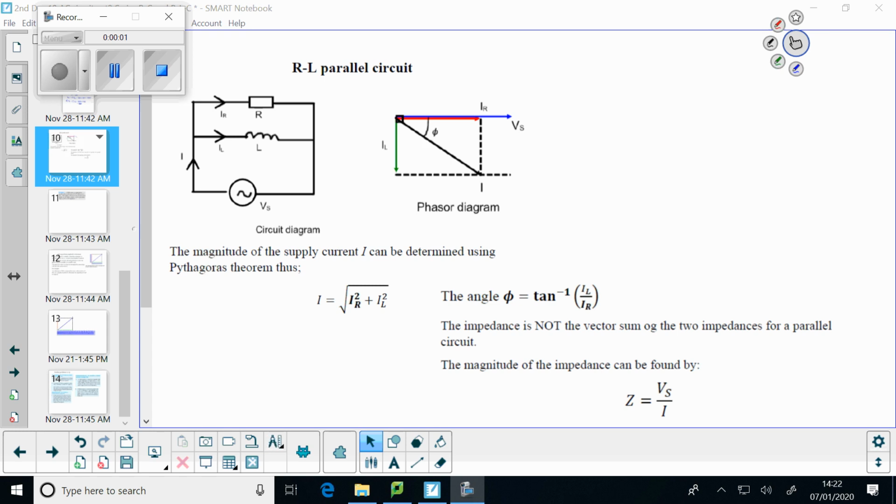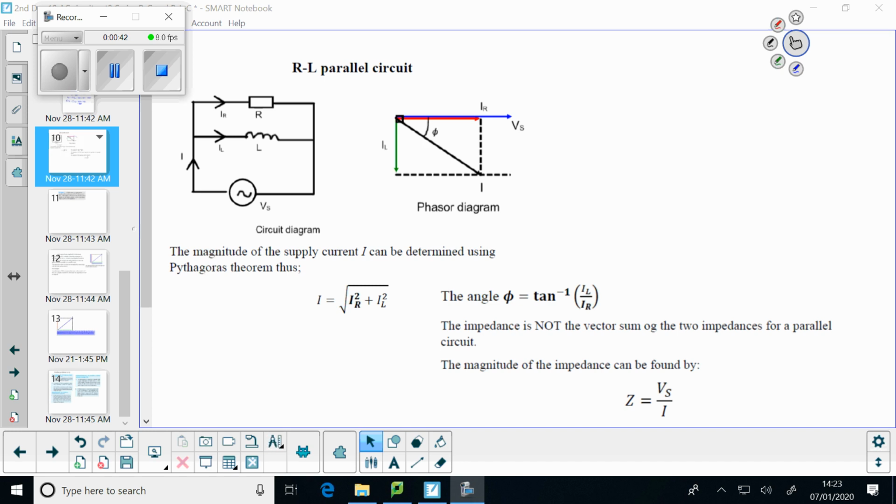Okay, RL parallel circuit. If we have two components, a resistor R and an inductor L, connected to an AC supply in parallel, then we've got a common voltage to both components, Vs, so that becomes a reference phasor, and then we get two separate currents. We get an IL through the inductor and an IR through the resistor, and those two sum together to make the overall current I.